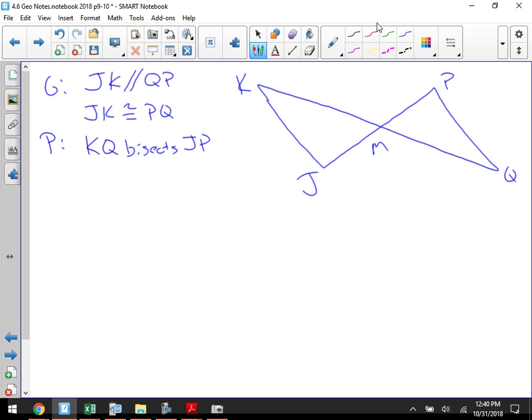So in the very end here, I want to say something about KQ bisecting the segment JP. I have to be able to say that JP was bisected. If JP gets bisected, what would be the two segments that have to be congruent to each other? We have to show that JM was congruent to MP. If we show that happens, then we know it was bisected. So we're kind of working backwards from one of the progressions.